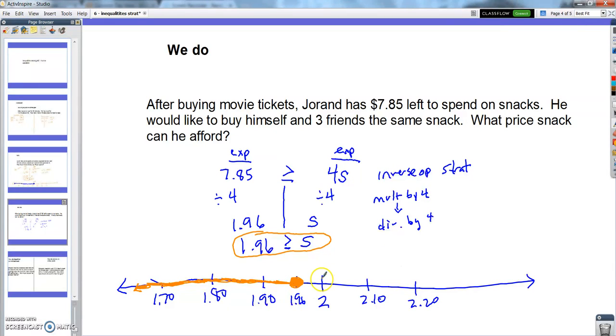Very handy strategy. Please take a look at either of these examples again if you feel like you need to spend some more time with this. Otherwise, we will work on it tomorrow. See you there.